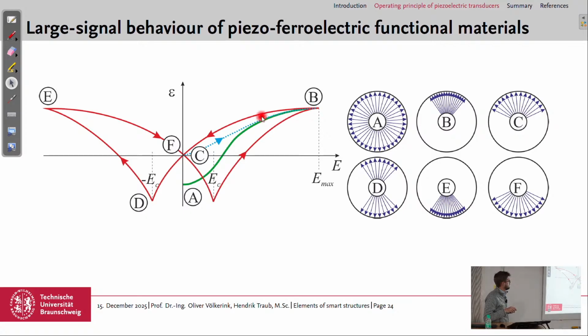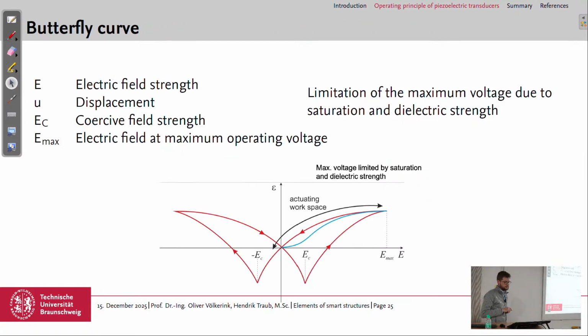And then after this initial polarization, if we use the piezoceramic, we could, for example, use it between point B and point C. So we could use it going up with the blue line and then going down with the red line and going up with the blue line again. So this is the usable amount of the piezoelectric material.